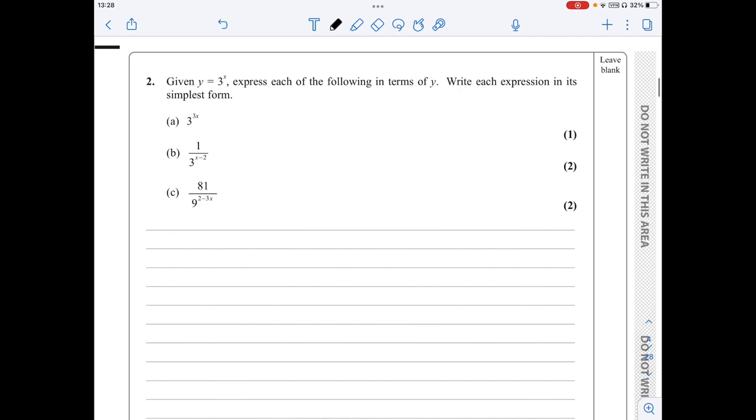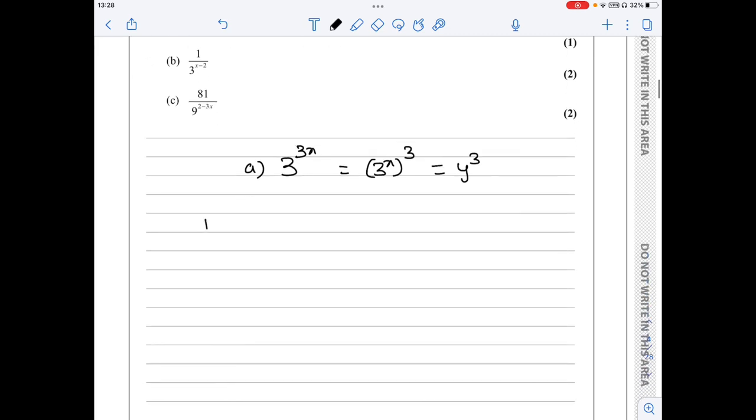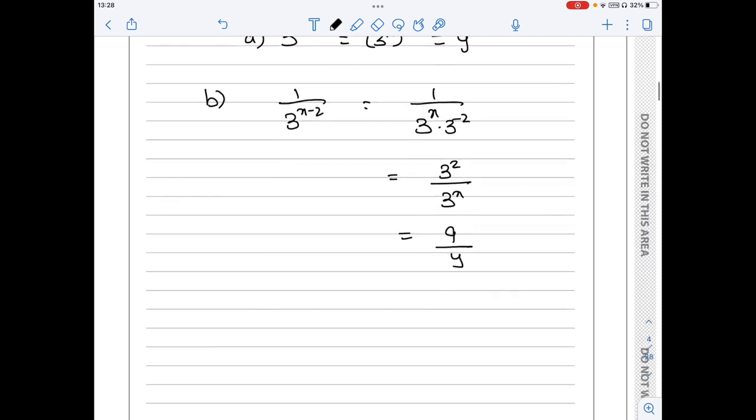Coming to the second question, y equals 3^x. Express each of the following in terms of y. Part A, 3^(3x) can be written as (3^x)³, which is nothing but y³. Part B, 1/3^(x-2) can be written as 1/(3^x times 3^(-2)). 3^(-2) goes to the numerator, it becomes 3² and 3^x. 3² is 9 and 3^x is y.